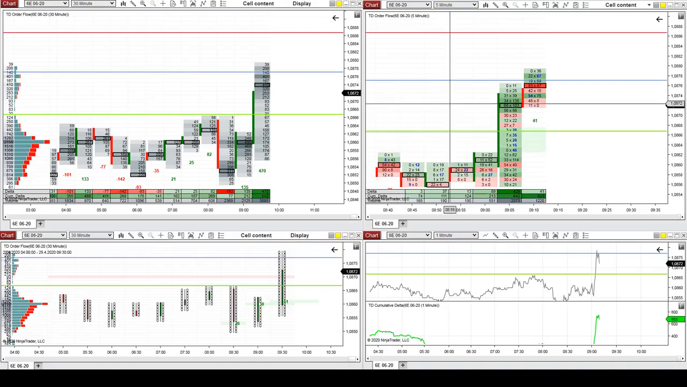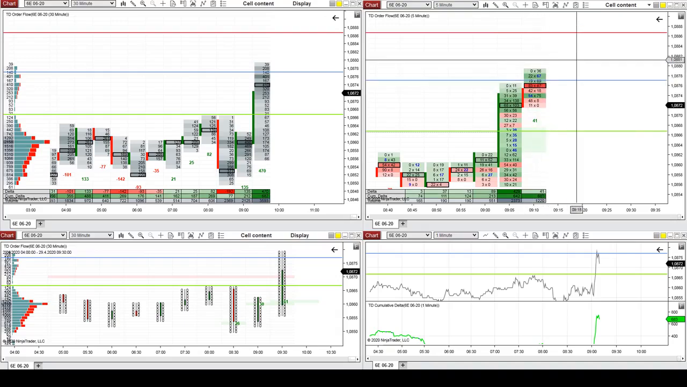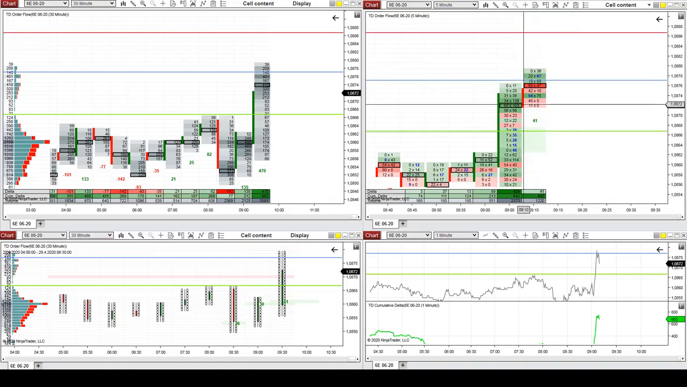More sellers managed to jump in here. As you can see, this is the high volume node of this footprint so far, and the delta in this high volume node is negative. There are more aggressive sellers than buyers. So to me, it seems that the sellers are currently absorbing the buying pressure, and they are trying to push the price downwards from this resistance.